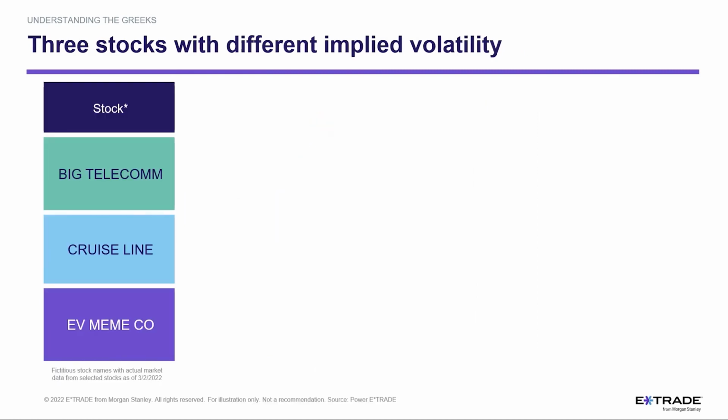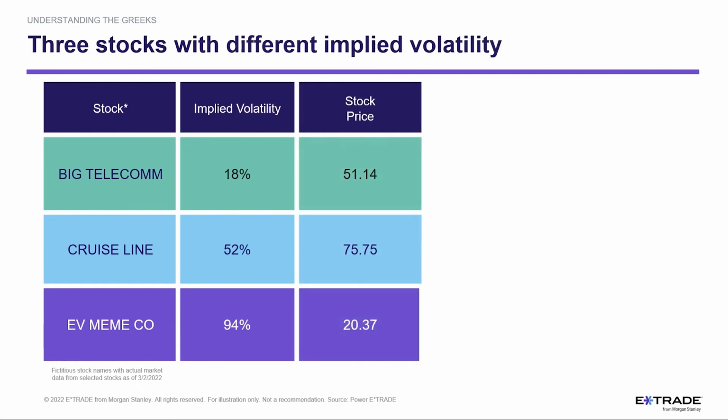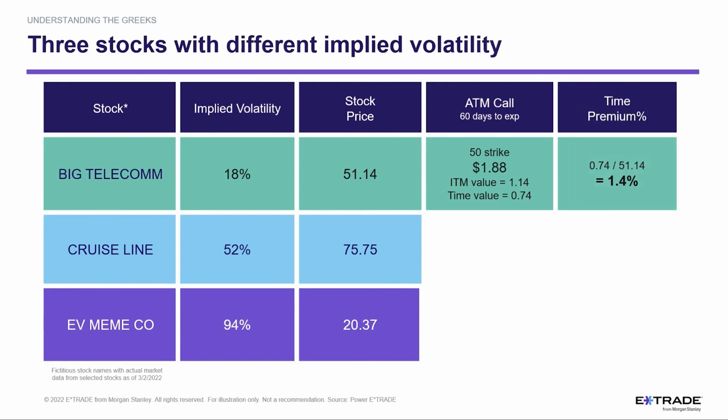I picked out three stocks that can be used as representative of differing implied volatilities and how that translates into option prices: Big Telecom, Cruise Line, and EV Meme Co. Here are the implied volatilities of those stocks, and here are the stock prices. Now, my exercise here was to go to an at-the-money call option and then determine how much time value is in it and take a look at that compared to the stock price. And so here's my first calculation. Big Telecom, 51.14. I had to use the 50 strike, in the money by $1.14. The option's market price was $1.88, so therefore there's 74 cents of time value, and that represents about 1.5% of the value of the stock.